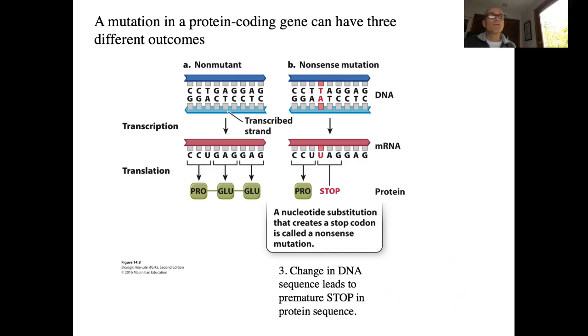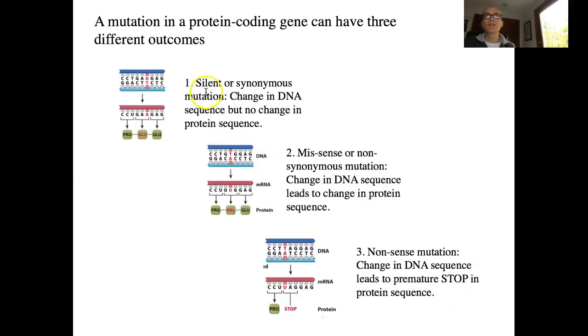So we have 3 different types of point mutations. We have the silent mutation, we have the missense or the non-synonymous mutation, and we have the nonsense mutation. So those 3 types of mutations are point mutations, where we have the terminology for nonsense, missense, or non-synonymous, and the silent or the synonymous mutation. So those 3 types with those 5 terms you should know.